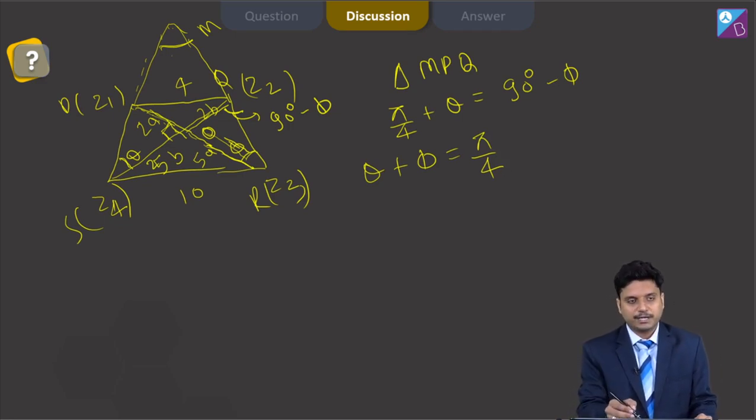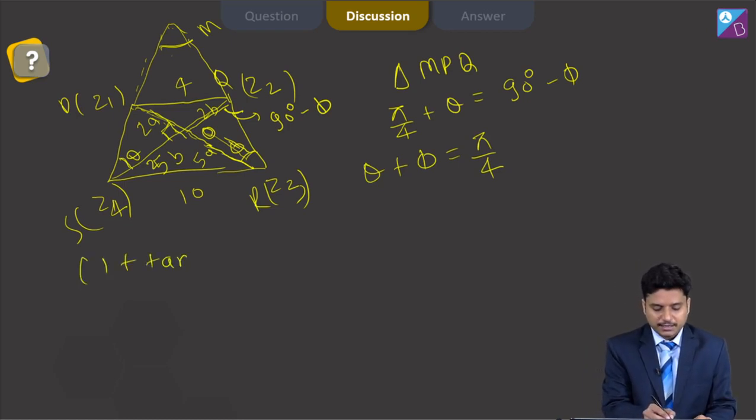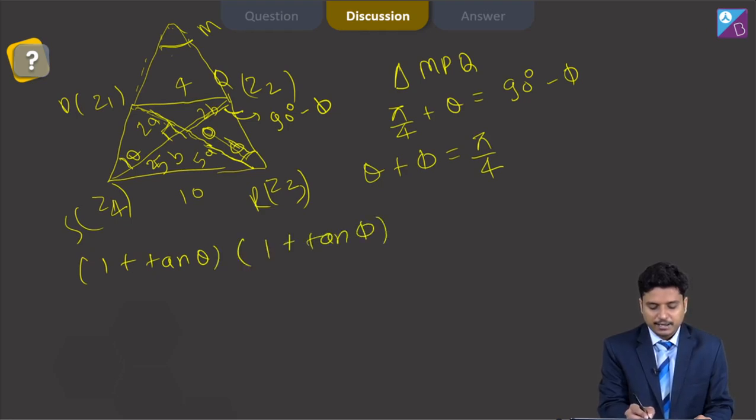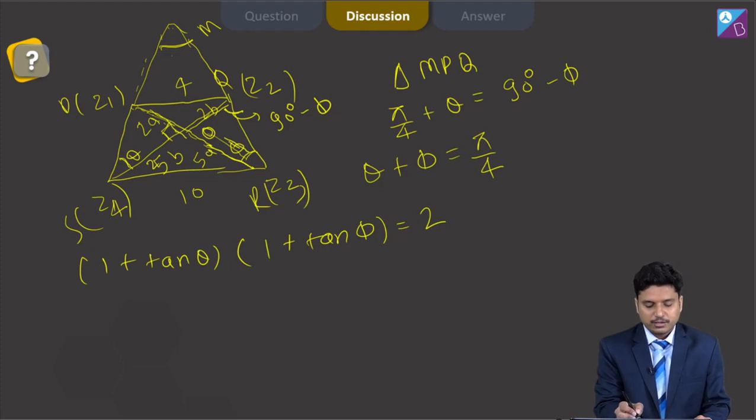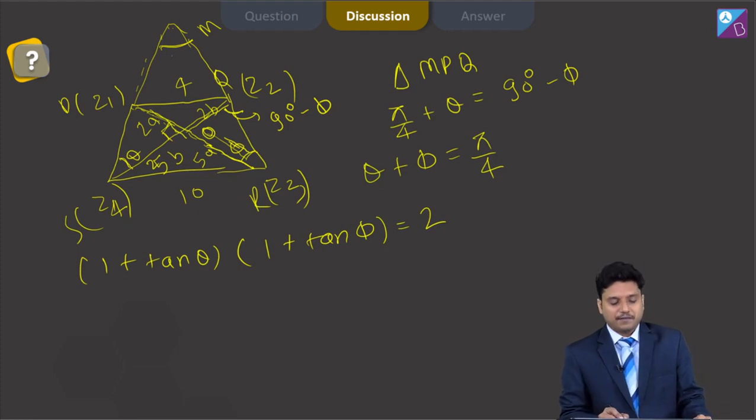This is pi by 2 minus pi by 4, which is equal to pi by 4. So theta plus phi is pi by 4. Now if theta plus phi is given, we are reminded of one of the properties in trigonometry: 1 plus tan theta into 1 plus tan phi will be equal to 2. You can prove this yourself, and this property is often used in questions. So (1 plus tan theta) into (1 plus tan phi) is equal to 2.